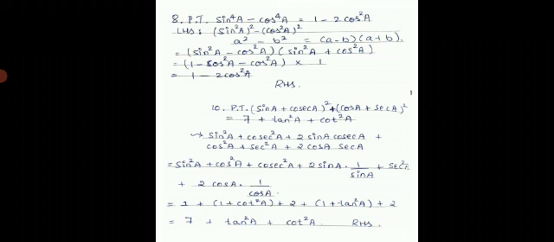That is, here 1 plus 2 plus 1 plus 1 plus 2 will be equal to 7. That is 1 plus 1 is 2, 2 plus 2 is 4, 4 plus 1 is 5, 5 plus 2 is 7, plus tan square of a plus cot square of a, which is your required RHS answer.